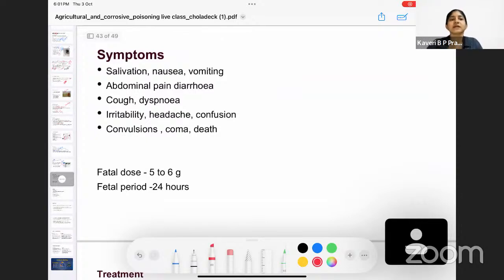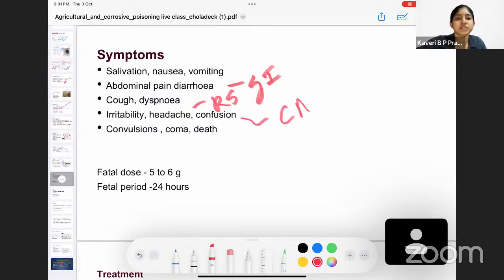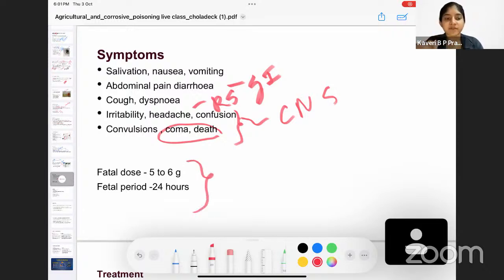Coming to symptoms: salivation, nausea, vomiting, abdominal pain, and diarrhea. These are the GI symptoms. There's going to be cough and dyspnea, RS symptoms, irritability, headache, confusion, convulsions, coma, and death if not treated properly. The fatal dose here is around 5 to 6 gram. Fatal period 24 hours. It is important for you to mention the fatal dose when they ask you a 5 marker or a 10 marker question, because they'll want you to answer in depth. For a 3 marker, it is okay if you do not write it also.